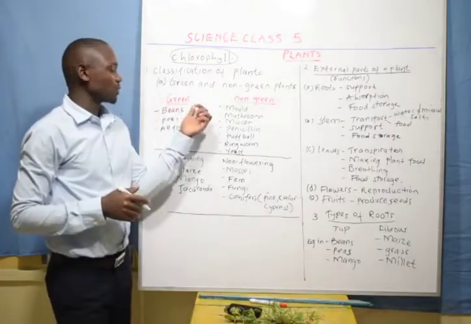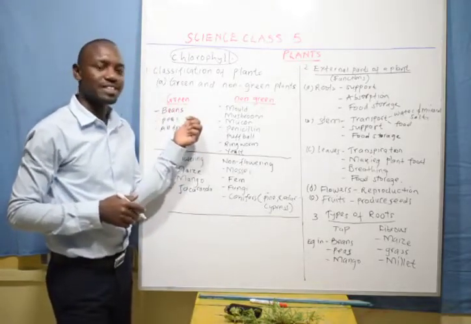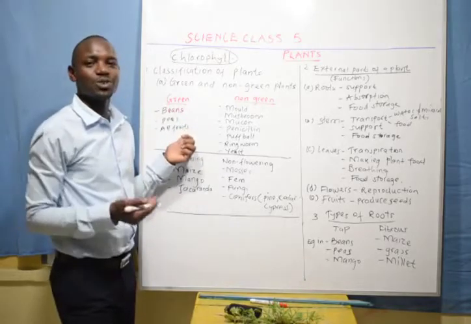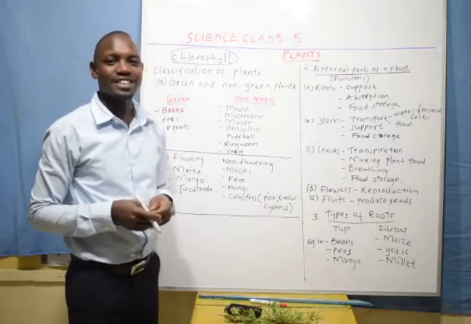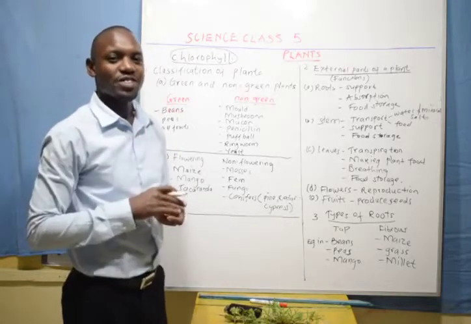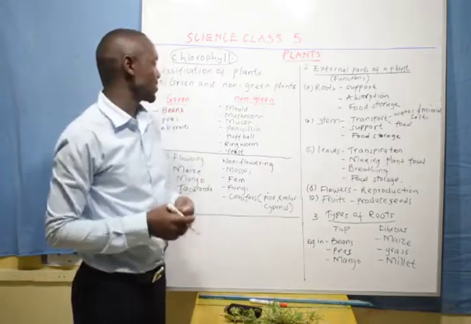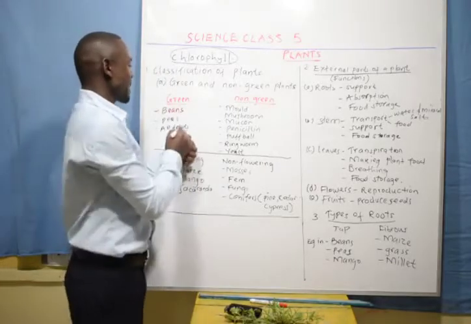Examples of green plants, we have beans, we have peas, all those plants which we grow in our farms, and also all the fruits that we plant in our farms like the mango, the pawpaw, the oranges. Those are examples of green plants.